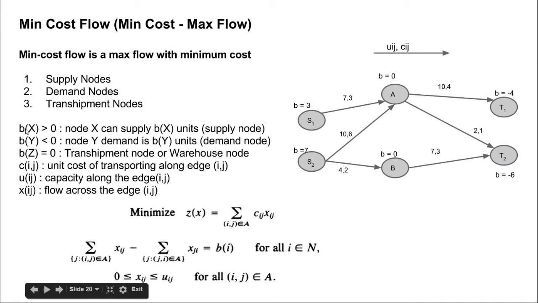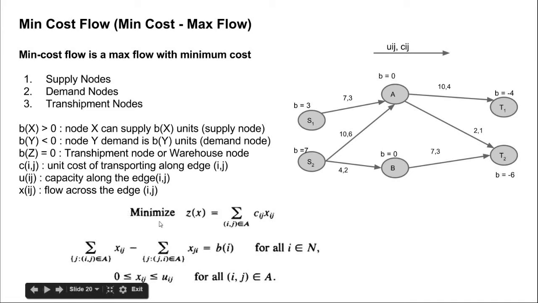So the convention is: if bx is greater than 0, it's a supply node, so node x can supply bx units. If by is less than 0, it's a demand node, and node y has a demand of by units. If bz equals 0, it's a transshipment node or warehouse node. Cij is the unit cost, Uij is the capacity, Xij is the flow.